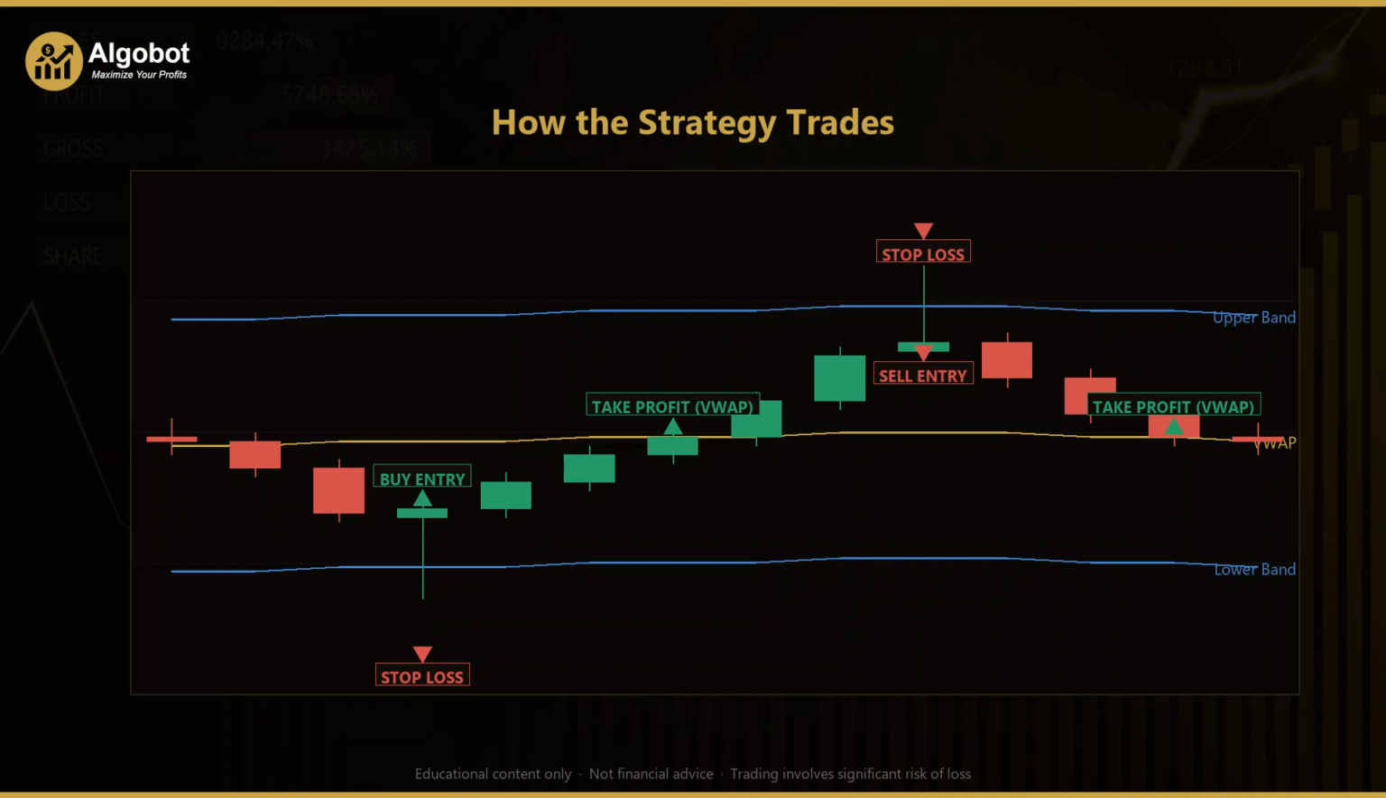A disciplined fade of overstretched price back toward the session's volume-weighted average. Of course, not every rejection leads to a clean return like this, which is why the stop beyond the wick is there on every single trade.